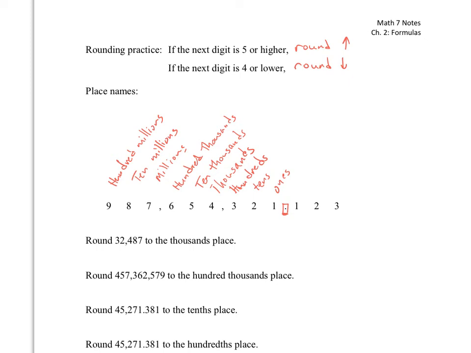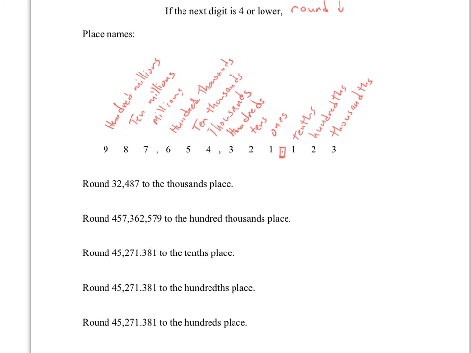To the right of the decimal place, we have the tenths, the hundredths, and the thousandths. And it would keep going all the way down to 10,000ths, 100,000ths, millionths, and so on. Keep going that way. All right, so a little rounding practice.